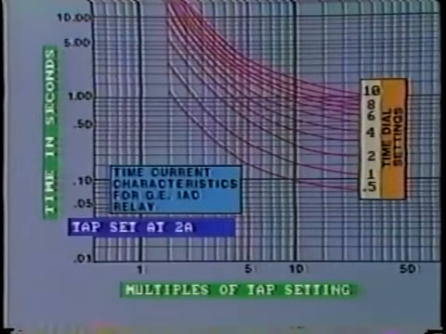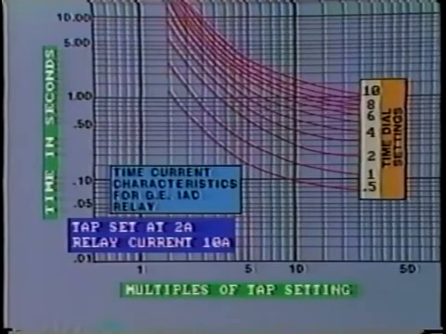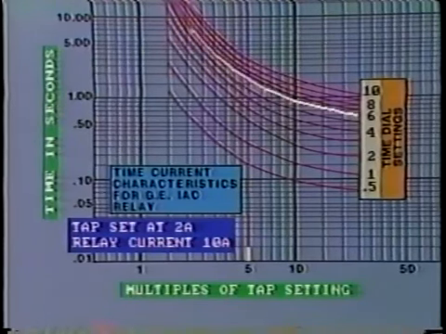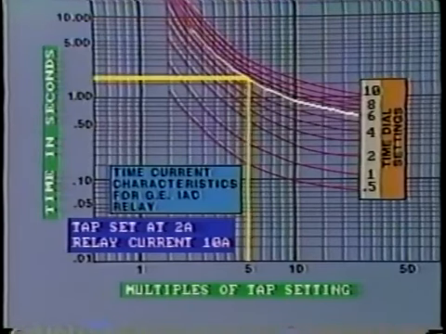For example, supposing that the coil tap is set at 2 amps and the relay current is actually 10 amps, that is, 5 times the tap setting. Now, if the time dial is set at 6, we look at this particular curve and find that the relay will operate in 1.55 seconds. If the time dial is set lower, it will operate much faster. This particular characteristic curve is known as very inverse.